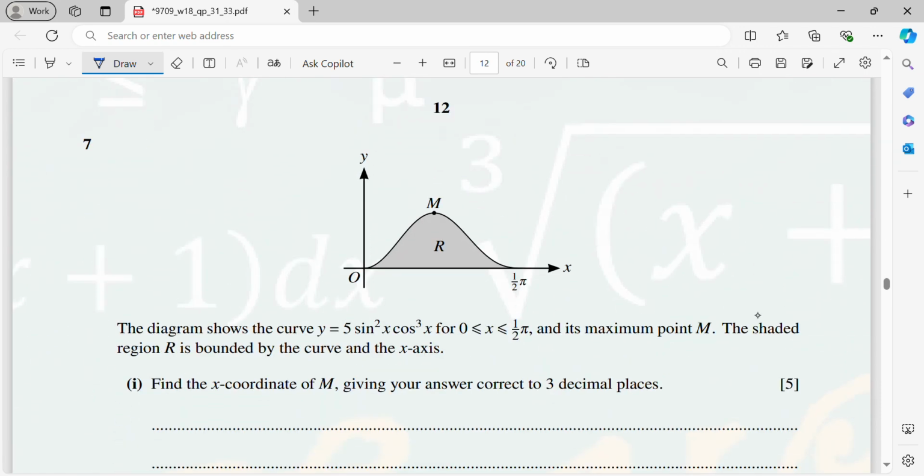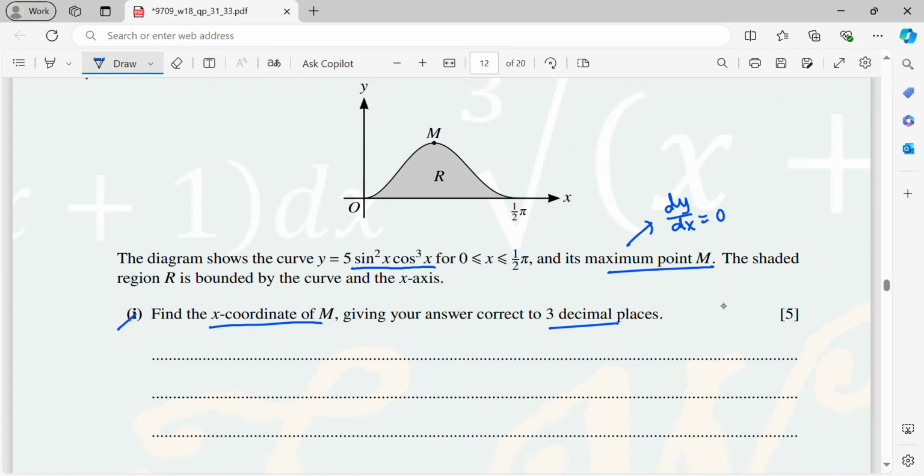Question 7. The diagram shows the curve y = 5 sin²x cos³x for x between 0 and half pi, and its maximum point M. The shaded region R is bounded by the curve and the x-axis. First part, find the x-coordinate of M. So M is a maximum point. That means you need to solve dy/dx equals 0, giving your answer to 3 decimal places.